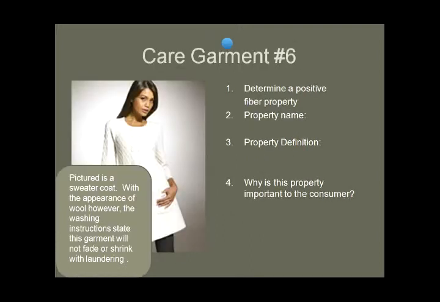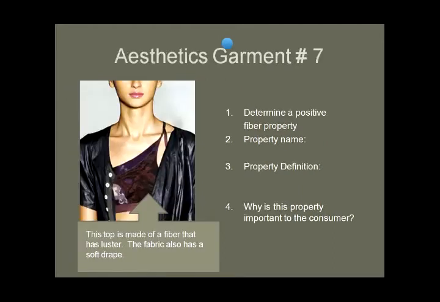Number 6, I should say. Pictured is a sweater coat with the appearance of wool. However, the washing instructions state that this garment will not fade or shrink with laundering. So here we're looking at how we will care for the garment. Number 1, state a positive fiber property. Number 2, state a property name. Number 3, define the property. And number 4, explain why it is important to the consumer.